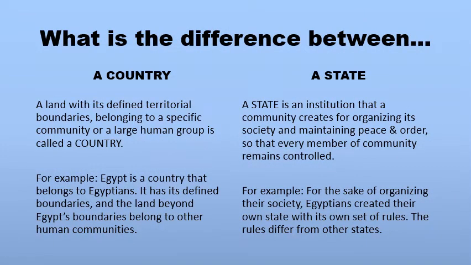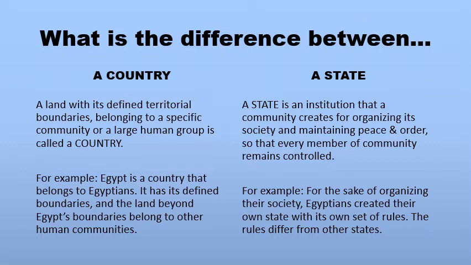Here comes our first question. It says, what is the difference between a country and a state? A country is a physical land with its defined territorial boundaries belonging to a specific human community, or a large human group. So we call it a country. For example, Egypt is a country and it belongs to Egyptians. It has defined borders, and the land beyond the borders of Egypt does not belong to the Egyptians. So it belongs to other human communities. For example, Libya in the west, Sudan in the south, and Palestine in the east.